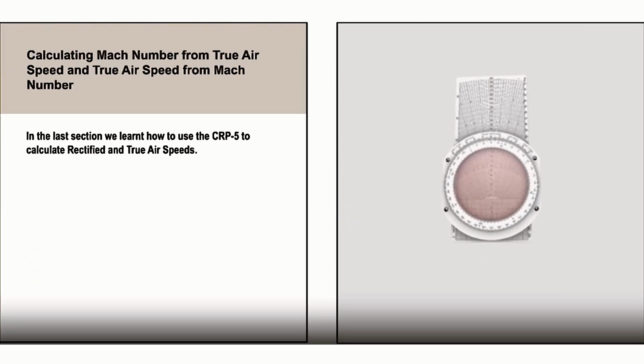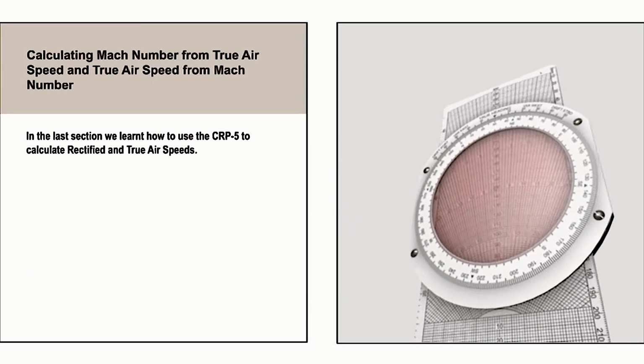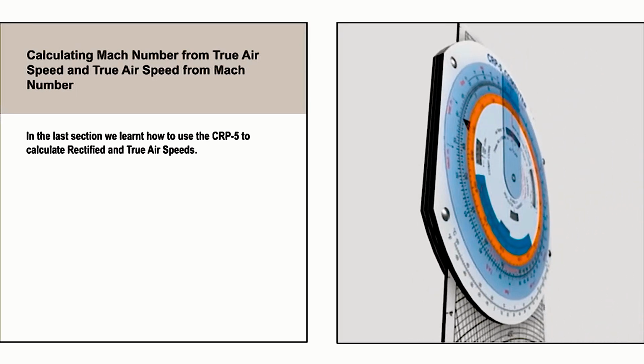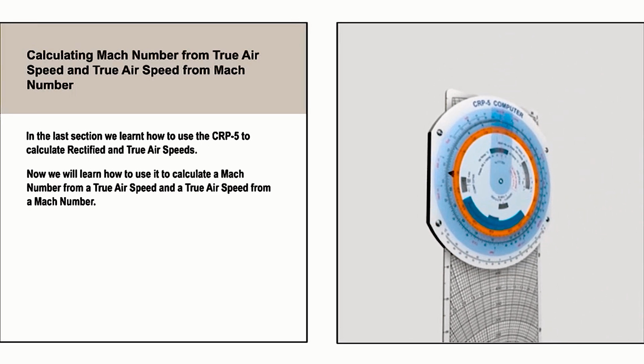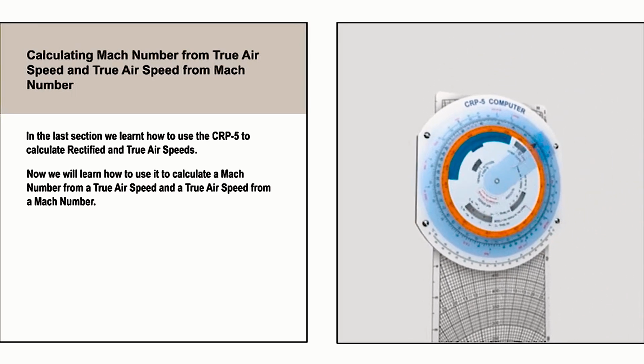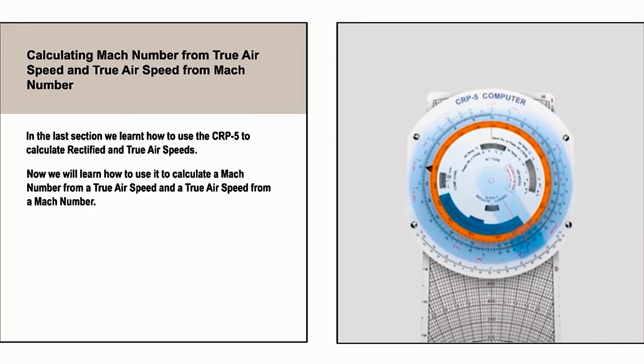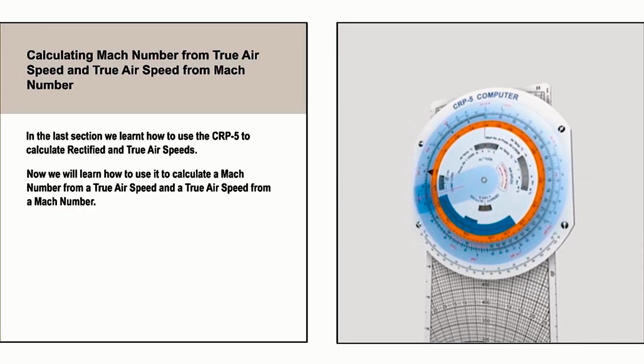In the last section, we learnt how to use the CRP-5 to calculate rectified and true airspeeds. Now we will learn how to use it to calculate a Mach number from a true airspeed and a true airspeed from a Mach number.